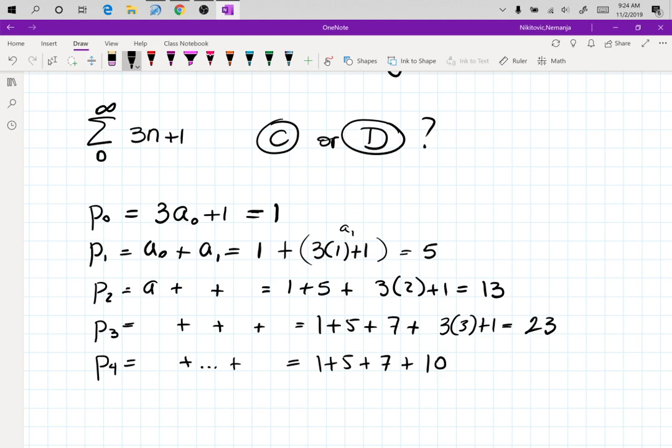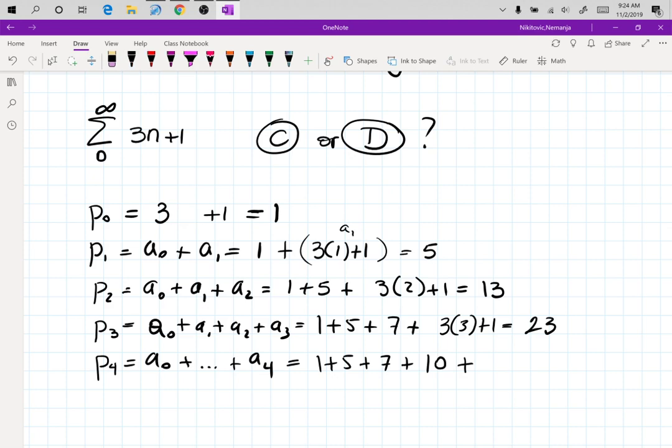A0, A1, A0, A1, A2, A0, A1, A2, A3, A0, A4. There we go. Holy nightmare. So we add all of the values from before, plus 10, plus, and now we have a next one over here, which is when I plug in what? 1 plus blah, blah, blah.